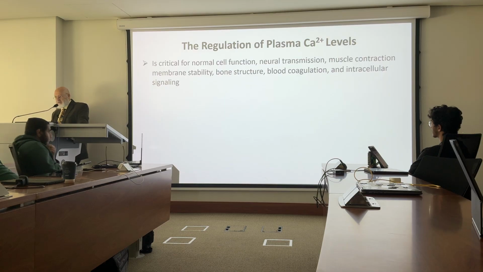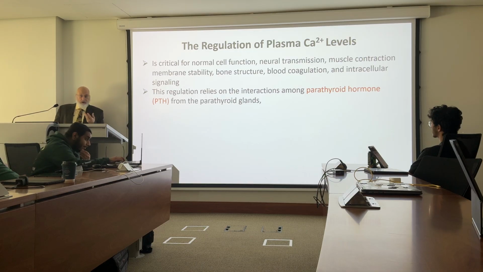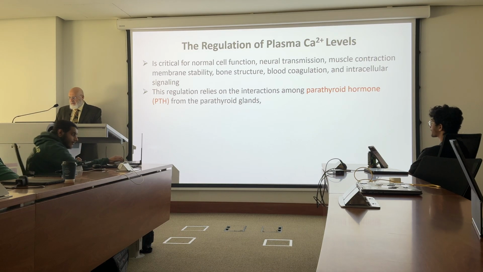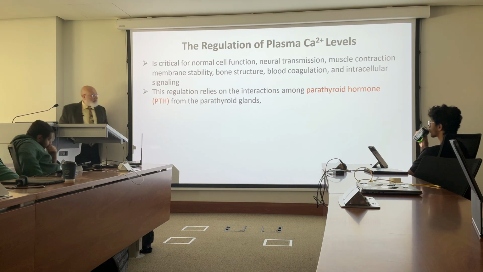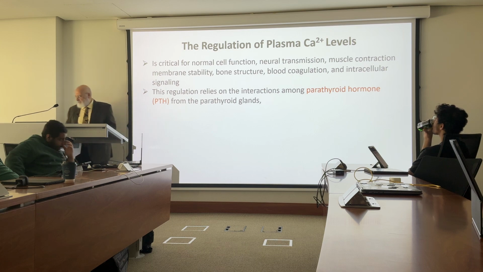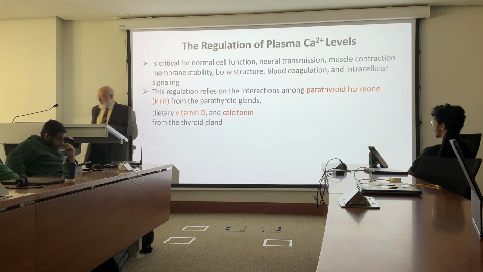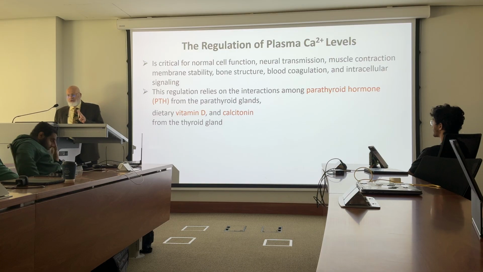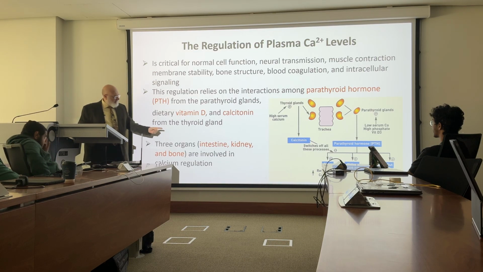So how is calcium regulated? Why is that? Also because of neurotransmission, muscle contraction, and many of the functions, even the heart depends on muscle contractility, so you have to make sure that you control the calcium. What regulates this is, we're talking about 3 hormones today: the parathyroid hormone, vitamin D, and calcitonin. These are the 3 main contributors to control of calcium level inside the body. And they target 3 organs: the intestine, the kidney, and the bone.